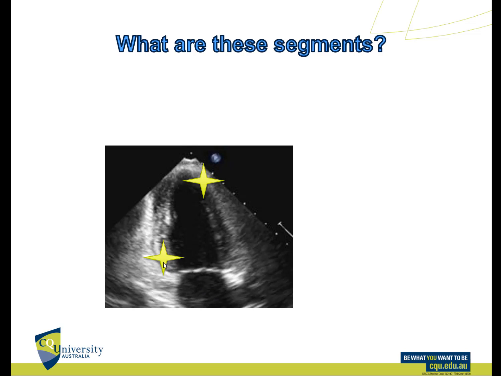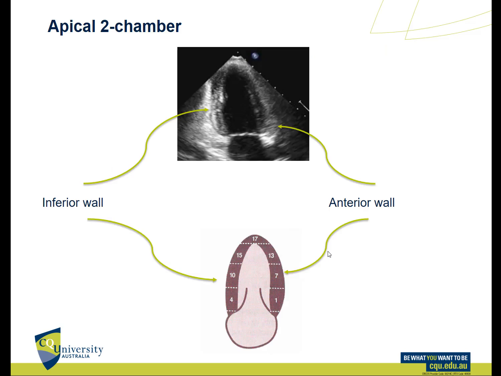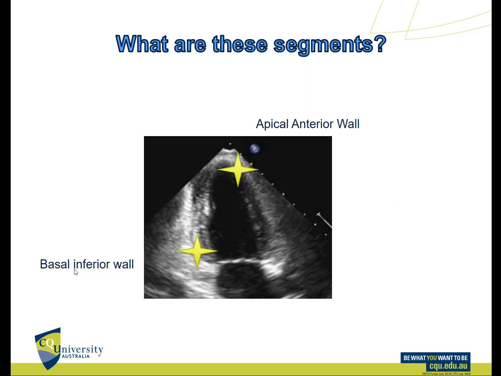So with the 2-chamber, we know we have an inferior and an anterior wall. So we have our basal segment. So this would be the basal inferior wall segment. And over here, we have basal, mid, apical. So this would be our apical anterior wall segment. Right? So we have our inferior, anterior, so basal inferior wall, and our apical anterior wall.